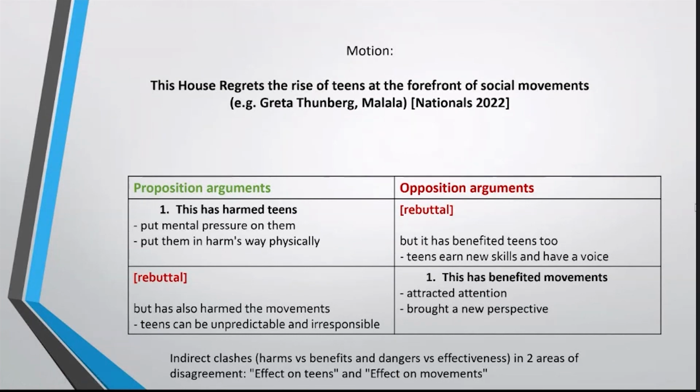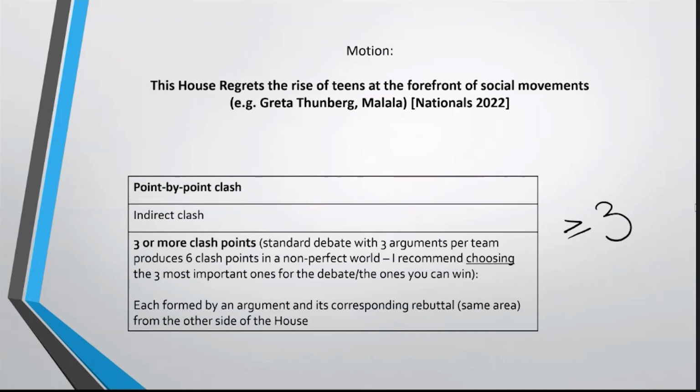Between the harms and benefits for teens and between the dangers and effectiveness for movements. And we would have 2 areas of disagreement. One would be the effect on teens and one would be the effect on movements. So in this case, we essentially have 2 different clash points instead of just one. This would be point by point clash.